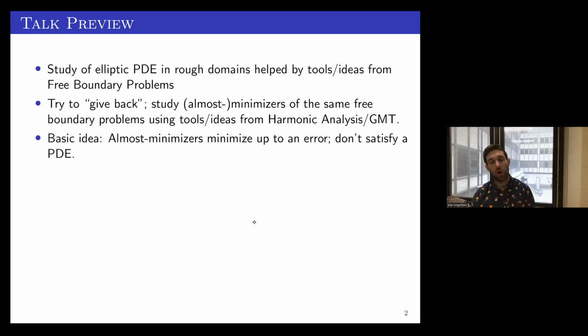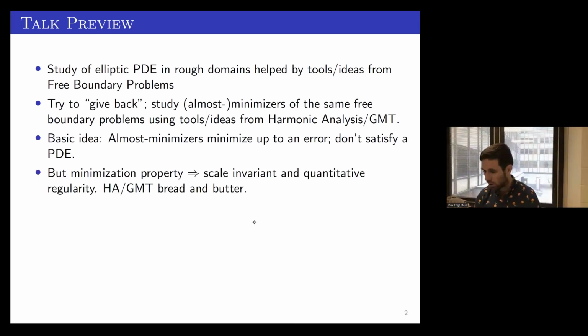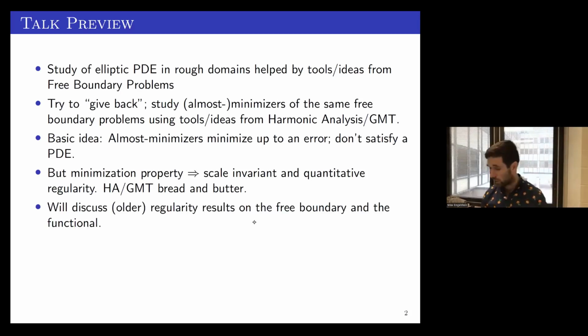We'll study these things called almost minimizers, which have a variational characterization. They minimize up to some error, but they don't necessarily satisfy a PDE. And that's why we need to use these techniques from harmonic analysis and GMT, as opposed to the classic techniques that grew out of the De Giorgi-Nash-Moser school. And the reason why harmonic analysis and GMT is so good in this situation is that these minimization properties lead to scale invariant and quantitative regularity. And as harmonic analysts and GMT people, this is what we're really good at, proving these types of results.